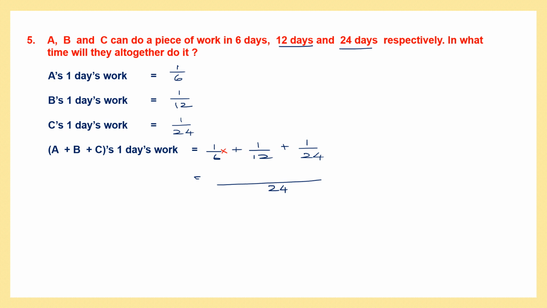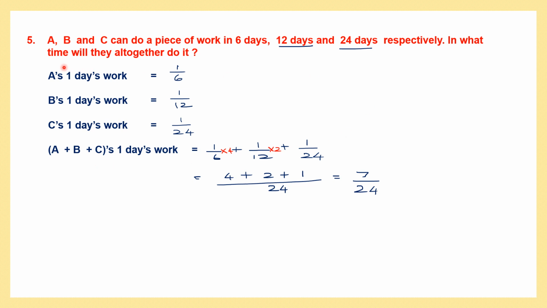Now let's do this. 6 4s are 24, so multiply 1 also by 4. So we get 4. Plus 12 2s are 24, so 1 into 2 is 2. Plus 24 has the same denominator here, we don't have to change, so we write the same numerator, that is 1. So 4 plus 2 is 6, 6 plus 1 is 7. 7 by 24. So this is the 1 day's work when A plus B plus C work together.